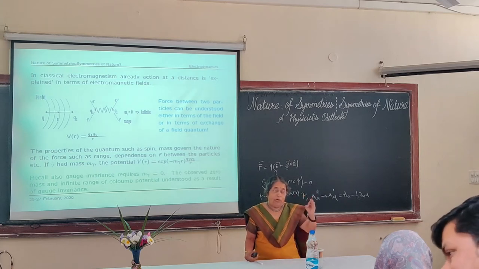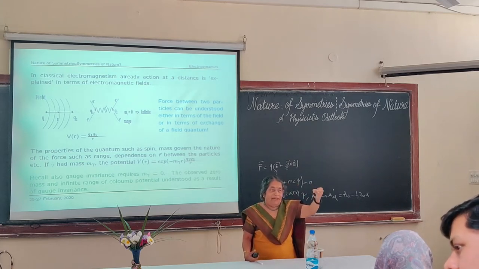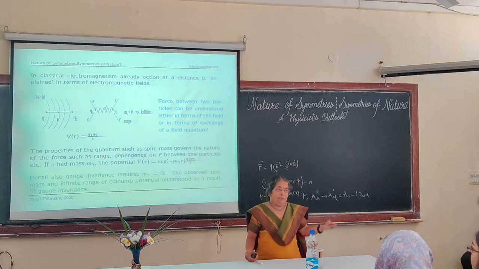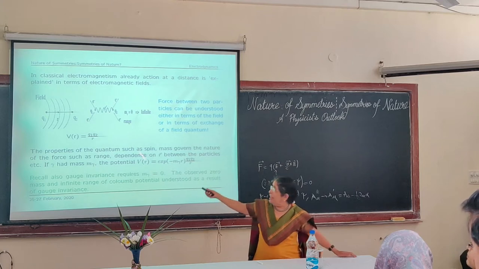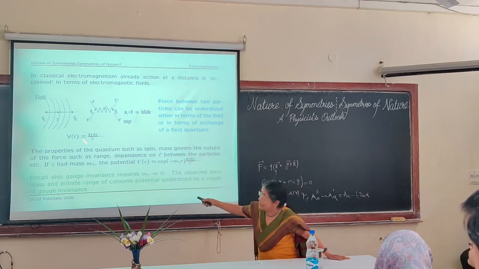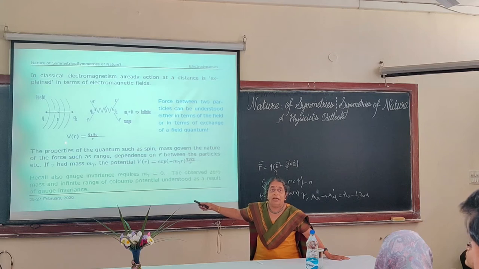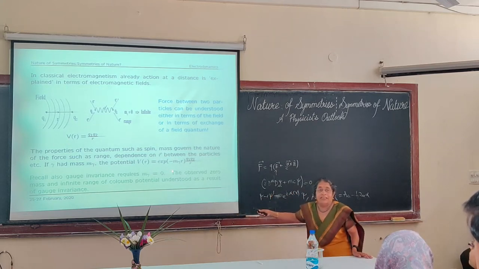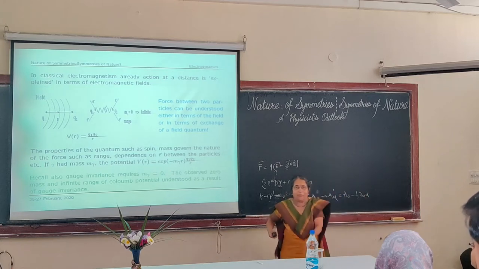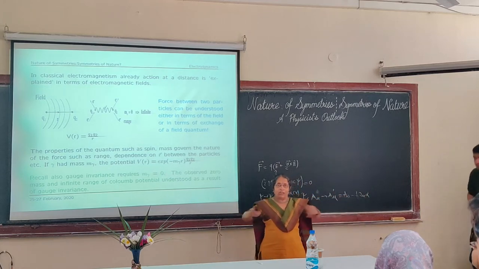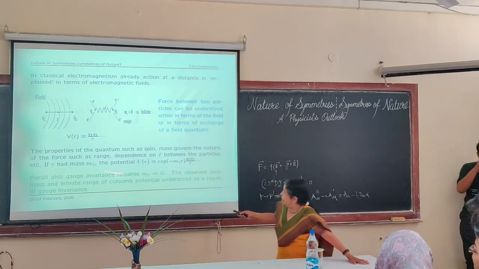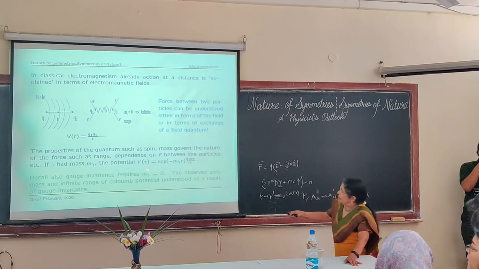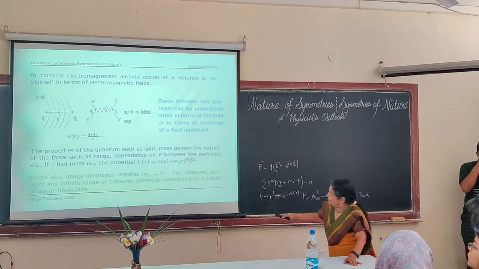So if tomorrow I make an experiment and I find that the mass of the photon is non-zero, supposing, then this whole calculation will tell me that the range of the potential cannot be infinite. Because if there is a factor like this, there will be an exponential drop. So the fact that the observed Coulomb potential is of infinite range actually requires m photon to be zero.